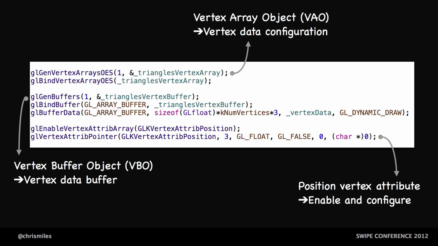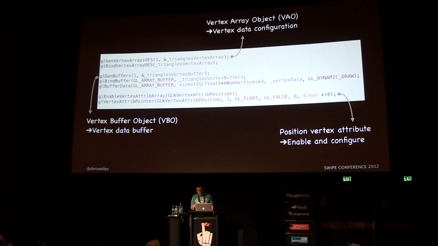So the very last line, glVertexAttribPointer. For the position attribute, we've got 3 values per position. They are all floats, and we'll set the rest of the arguments to 0 because we won't worry about them. We'll use the defaults for now. We'll look at those later.